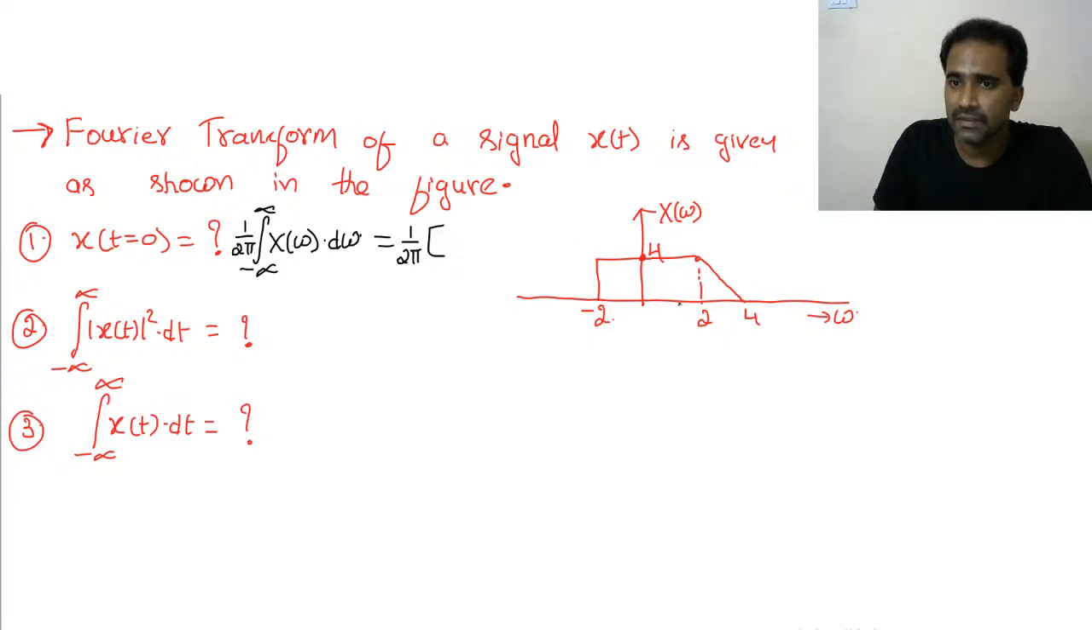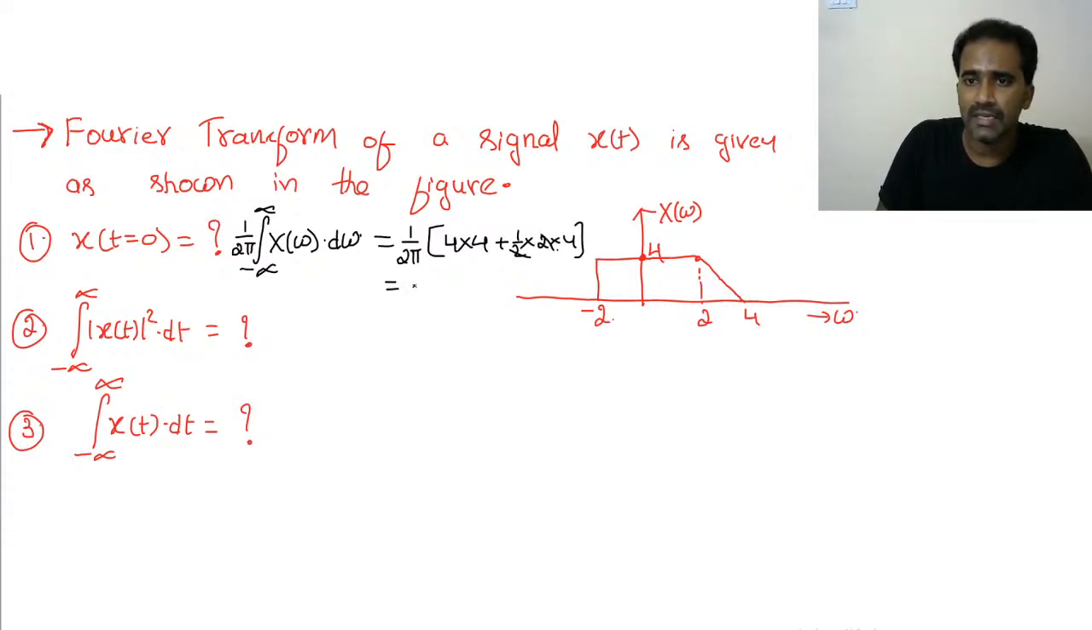And what is the area? Just look at it as a rectangle and a triangle separately. The area of this rectangle part: 4 is the width of the rectangle and 4 is the height of the rectangle. So 4 4s are 16 is the area of this rectangle. And what is the area of this triangle part? Half into base into height. Half into base is 2 units and height is 4 units. So 1 by 2 pi into 16 plus 4, which is 20. If you cancel that 2, it becomes 10 divided by pi. That is the answer.